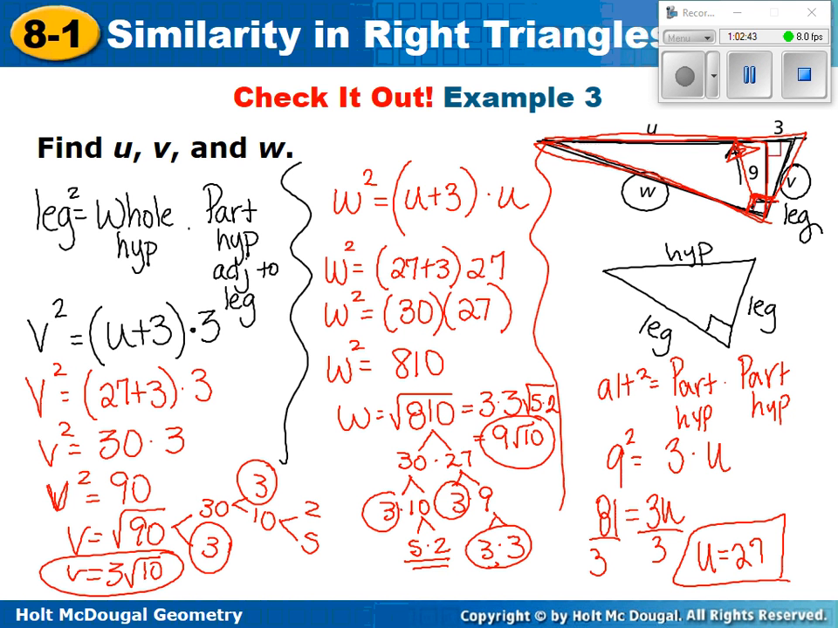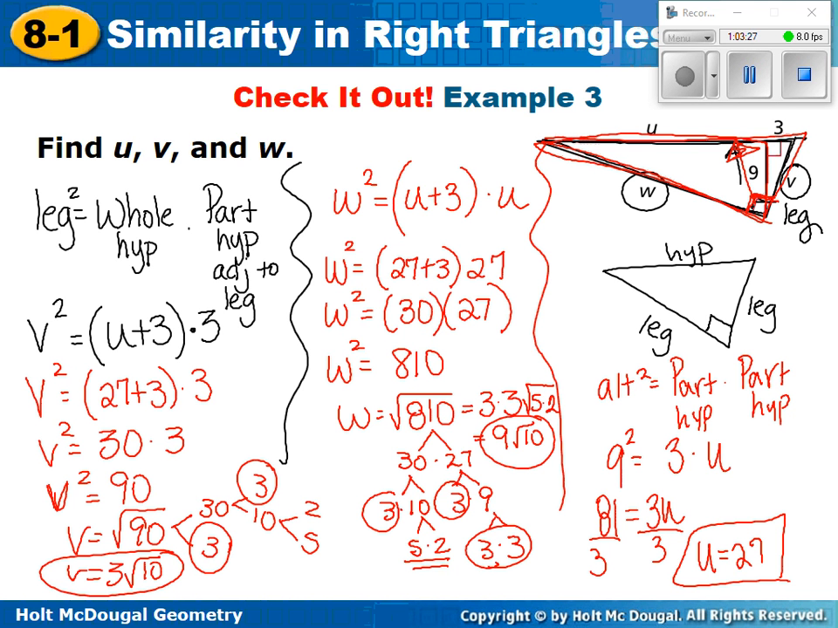Okay? What if I told you this time that you had this information? What could we write down to solve for y? What is y? Sorry, this needs to be a right angle here. Y is the leg. Y squared equals 9 times 6. Okay? Leg squared equals whole times the part touching the leg.